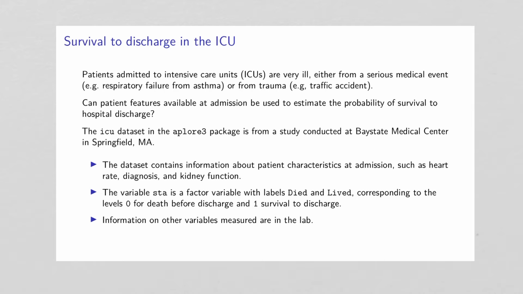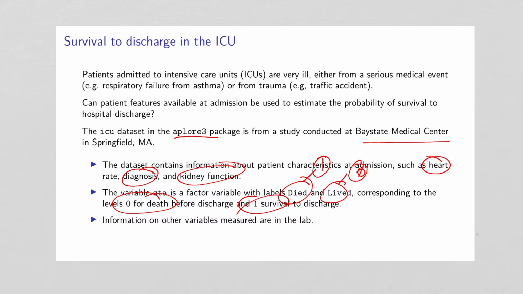So here's an example. Patients admitted to intensive care units are very ill, either from a serious medical event or from trauma. Can patient features available at admission be used to estimate the probability of survival to hospital discharge? The ICU dataset in the Plory 3 packages is from a study conducted at Bay State Medical Center. The dataset contains information about patient characteristics at admission, so you have things like heart rate, diagnosis, and kidney function, and then died or lived. So here's your two things, 1 or 0. Here they have it as 1 for survival and 0 for death. But that's what I'm trying to get at. You have one or the other.